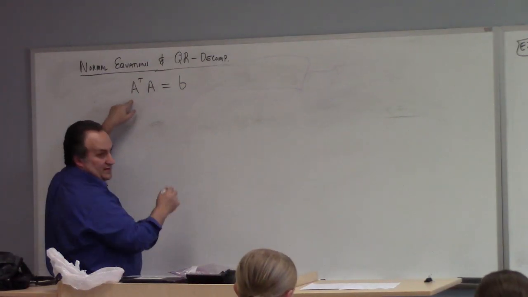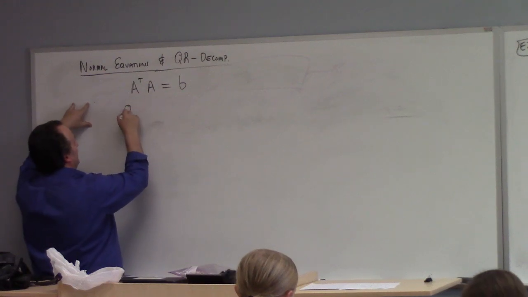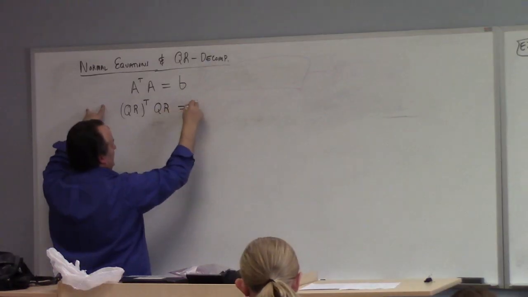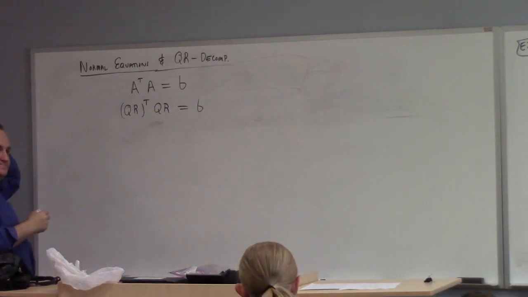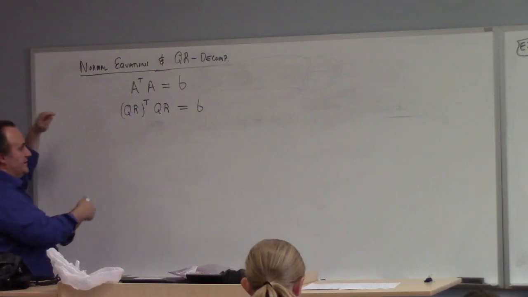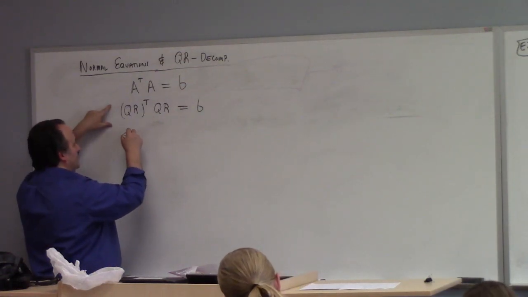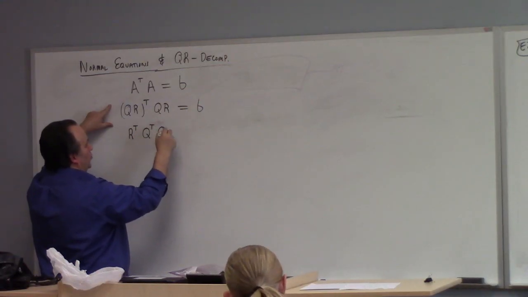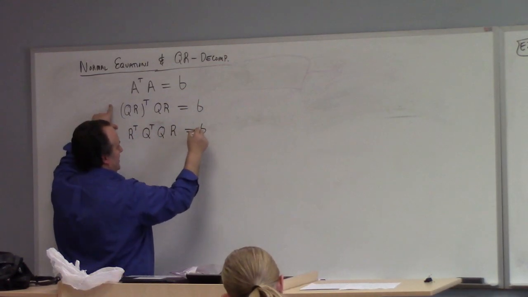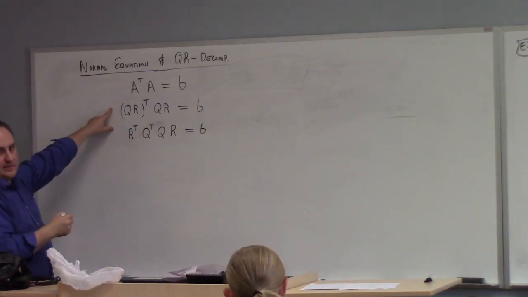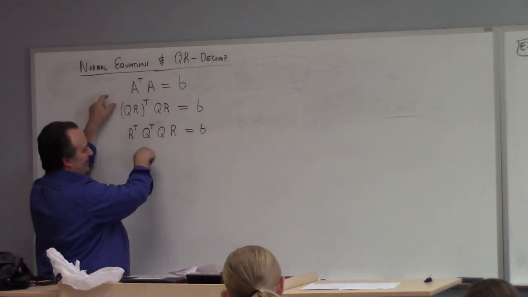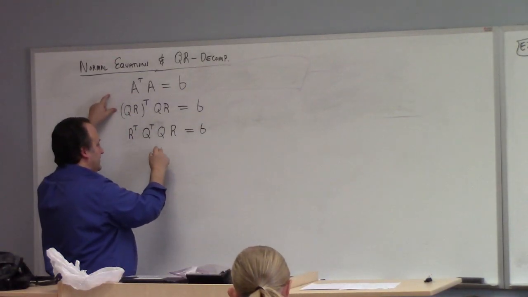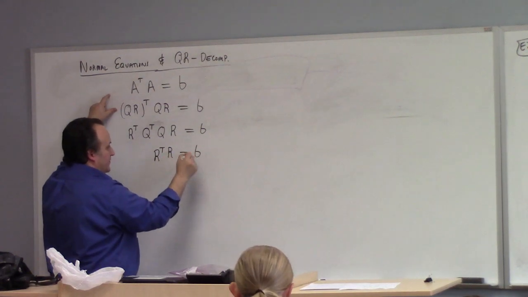If A is QR, we've got (QR) transpose times QR equals B. But we know socks and shoes, so this becomes R transpose Q transpose Q R. Hey, look at that. That's the identity, because Q is orthogonal. So the normal equations just read R transpose R equals B.